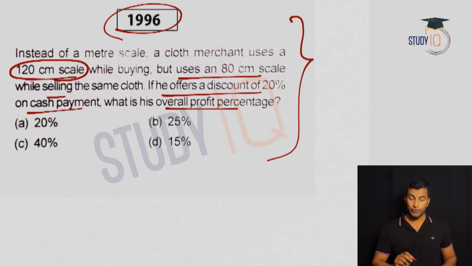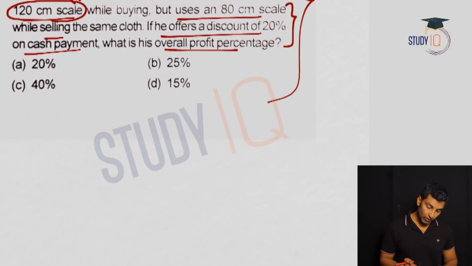So he's actually selling 20% less only, and he's offering a 20% cash discount. Overall profit percentage: see, effectively selling 20% less and he is charging 20% less. That means this transaction is not going to make too much impact, right? Not impact at all. The first case is what you need to look at here. That's the most important part. So how will you solve this question?